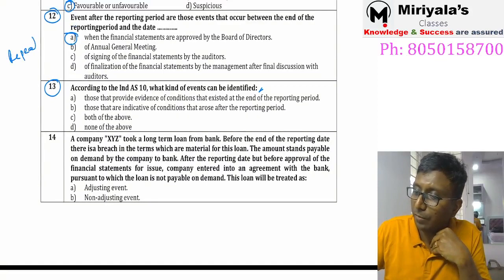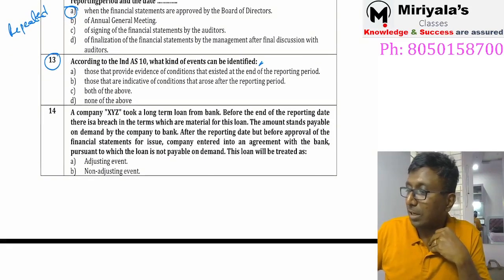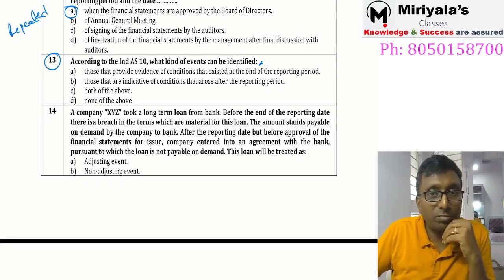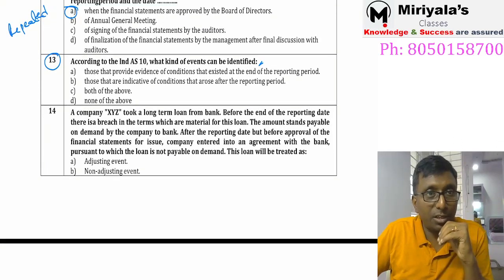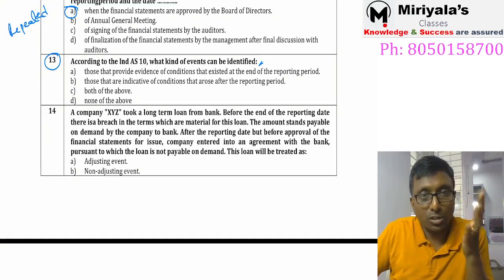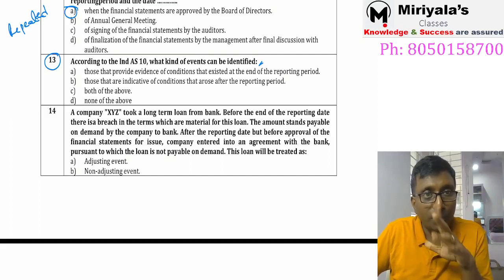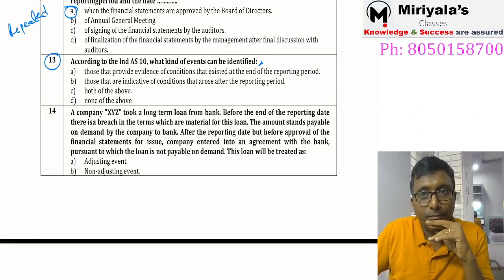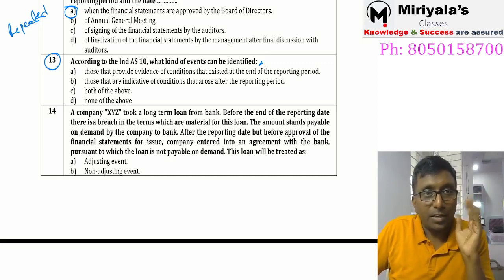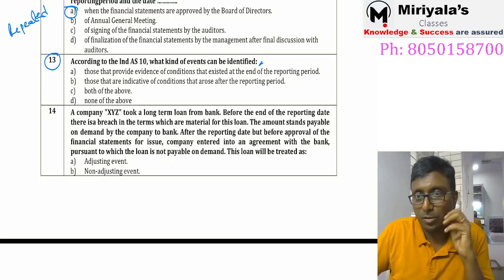What kind of events can be identified? Tell me, my dear. You read the ABCD options and answer me. Those that provide evidence of conditions that existed at the end of the balance sheet date; those that are indicators of conditions that arose after the balance sheet period; both of the above; or none of the above. A or C? One guy is saying A, one guy is saying C. See, read the sentence carefully. Another person is also voting for C.